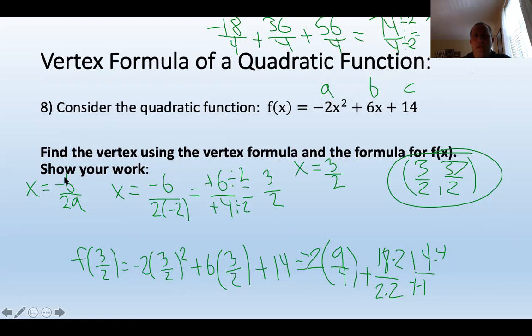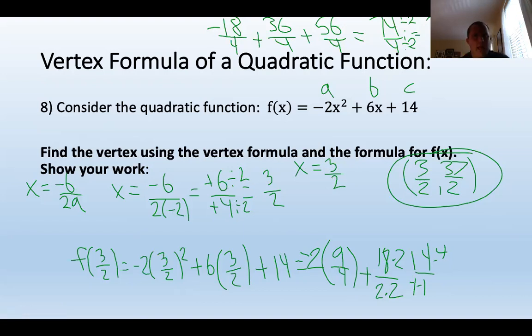So x equals negative b over 2a, so this ends up being x equals negative b, which is negative 6 because b is 6, over 2 times, instead of a, we put negative 2. Negative 6 over 2 times negative 2 is negative 6 over negative 4, which gives us positive 6 over positive 4, because the two negatives become positive, and we have to reduce the fraction. So we would divide by the greatest common factor, which is 2. 6 divided by 2 is 3, and 4 divided by 2 is 2. So x equals 3 halves.